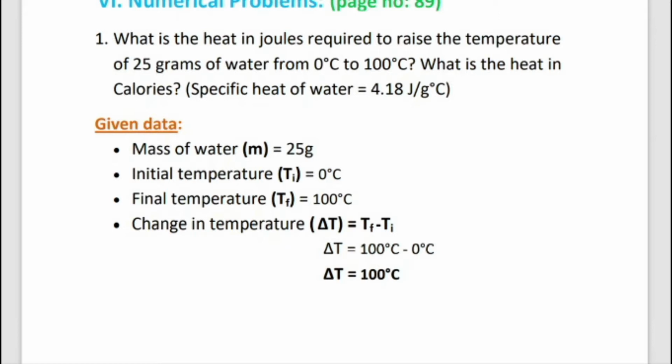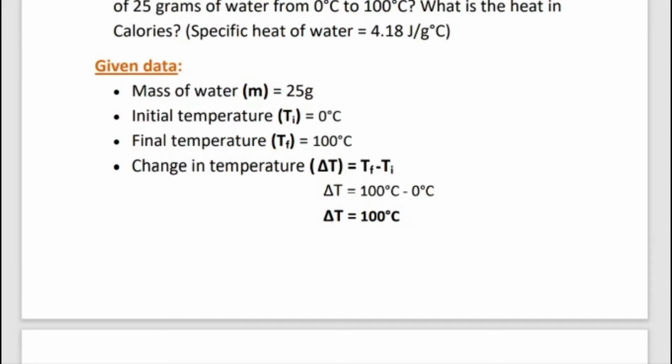Mass of water m is given as 25 grams. Then the initial temperature of water Ti is equal to 0 degrees Celsius. Then the final temperature Tf is equal to 100 degrees Celsius. The rise is from 0 to 100 degrees Celsius, so 0 is the initial temperature and 100 degrees Celsius is the final temperature.